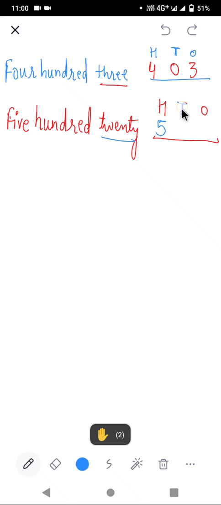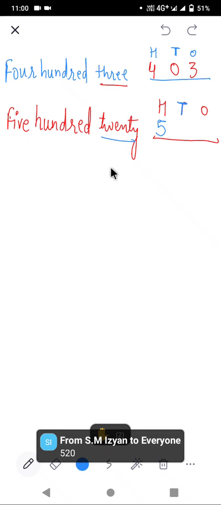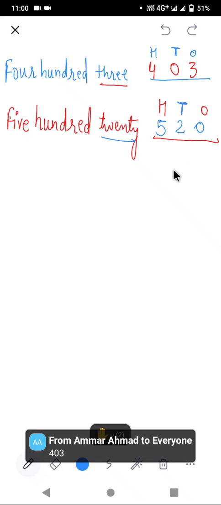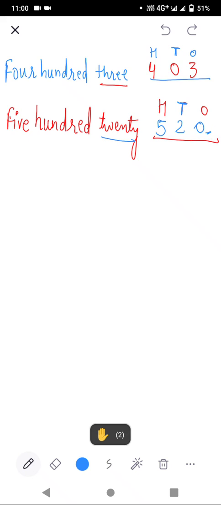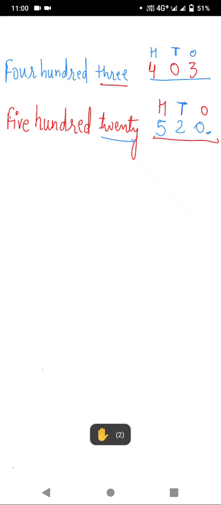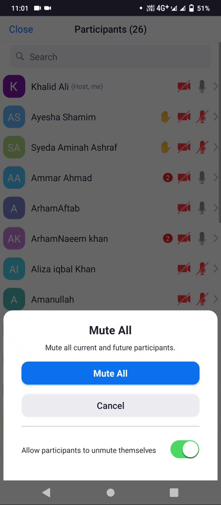So 20 is 2 tens. 20 is equal to 2 tens. So we will write 2 at the tens place. And we don't have ones here, so write 0 at the ones place. It is read as 520. In this we don't have ones, so that's why we are putting 0 at the ones place. I hope you all have understood. Yes, sir.